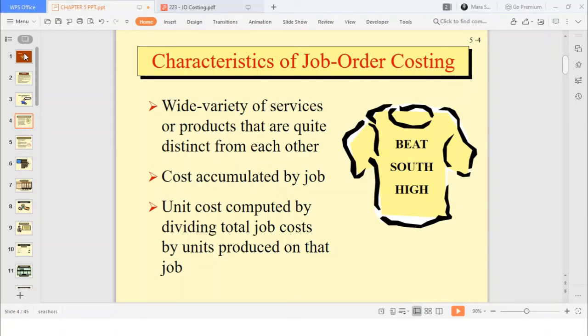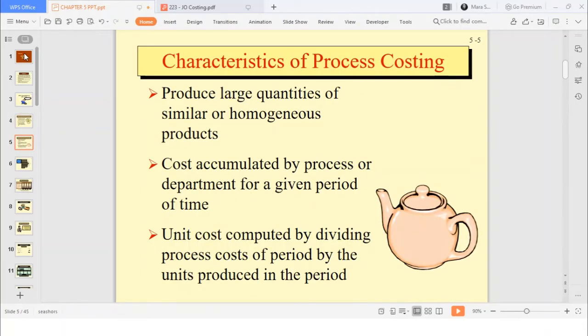Now, kung arita sa process costing, usually produce large quantities of similar or homogeneous products. Again, take note of the word homogeneous. Unlike job order is heterogeneous, unique, di ba? While process costing is homogeneous siya. And with process costing, cost is accumulated by process or department for a given period of time.